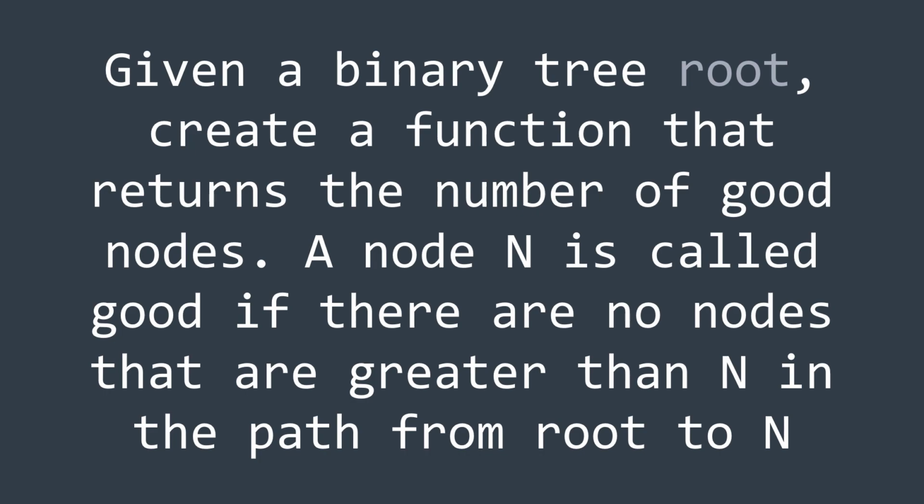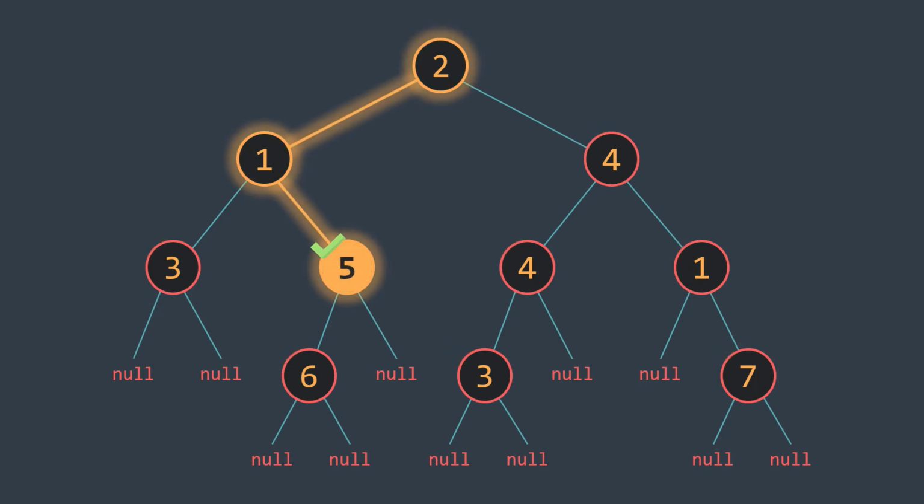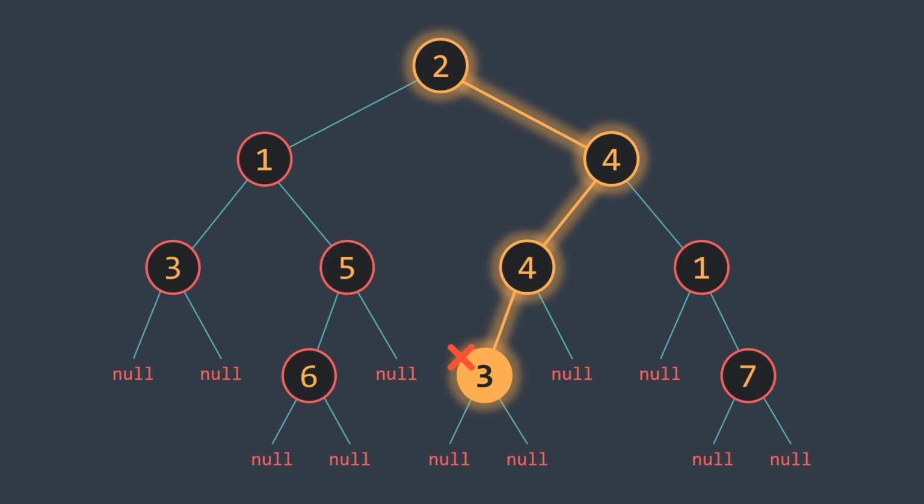Node n is called good if there are no nodes that are greater than n in the path from root to n. Here is an example. We have this binary tree and you can see that we have 7 good nodes. An example of a good node is this one. We consider it as good because all the nodes in the path are not greater than 5. And this one is a bad node because in the path we have a node that is greater than 3.